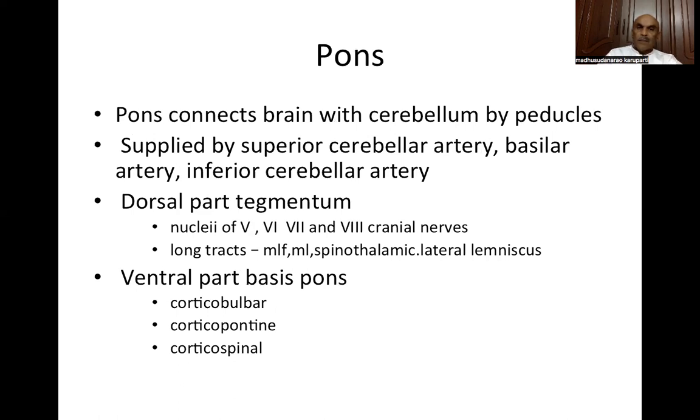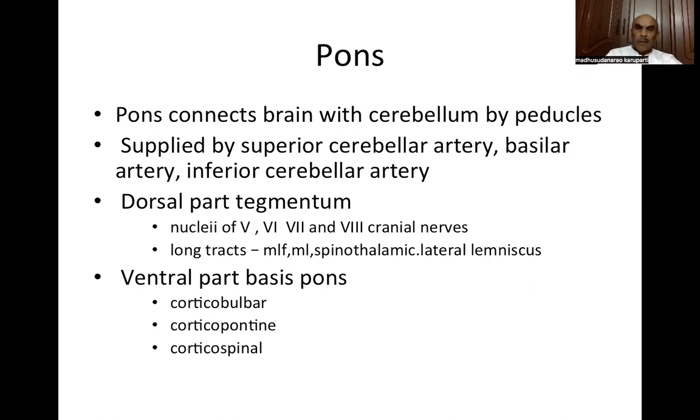The pons connects the brain with the cerebellum by the peduncles. That is, you have the superior, middle, and inferior peduncles. It is supplied by the superior cerebellar artery, basilar artery, and inferior cerebellar artery. In its parts, it is described as the dorsal part, the tegmentum, and the ventral part, the basis pontis.